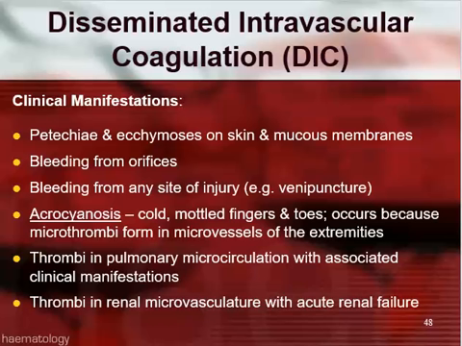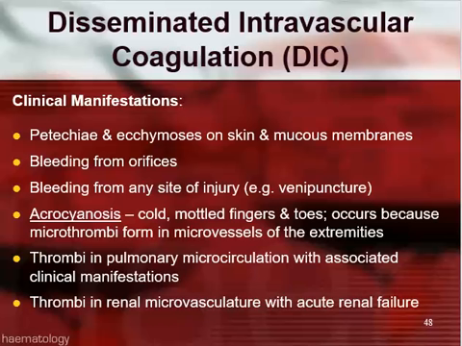We get this acrocyanosis. Remember, acro means extremities. Cyanosis means turning blue. So it's an ischemia in the extremities. So you get these cold to the touch, mottled fingers and toes. And that's because of the ischemia, because of the microthrombi in the vessels of the extremities. And it's going to happen in the extremities more and in the organs, because that's where the majority of blood has to go to.